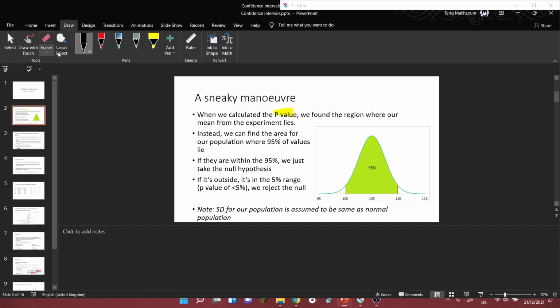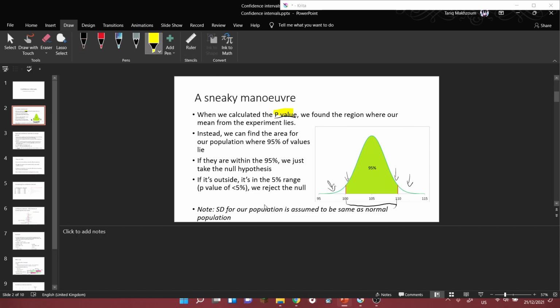Now, as a shortcut, if you have multiple experiments, rather than finding the p-value for each, you can find the interval, where if your sample mean is outside this interval, it's in the 5% range. So you can find these boundaries, and if your sample mean is outside those boundaries, you can immediately say that it's statistically significant.